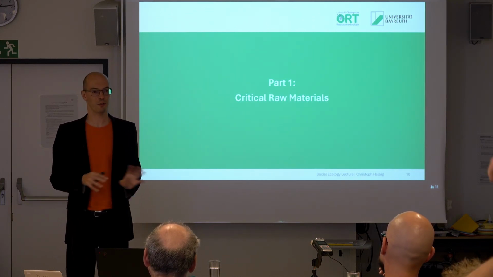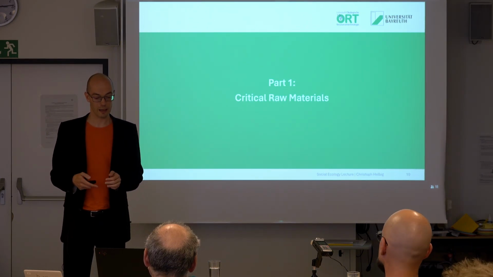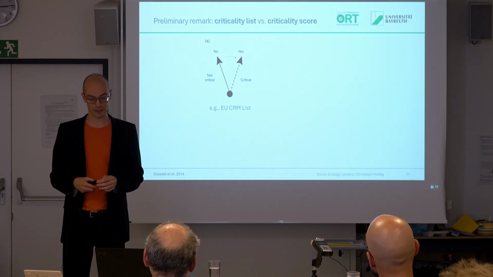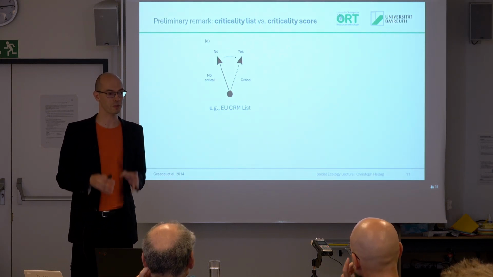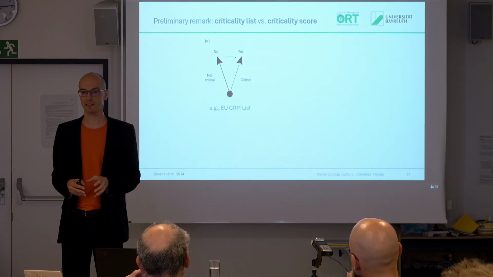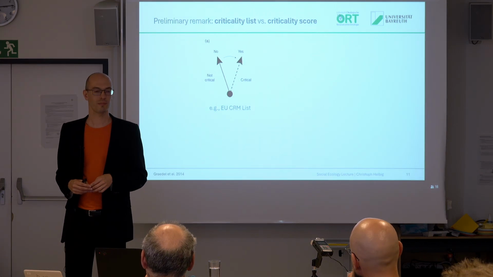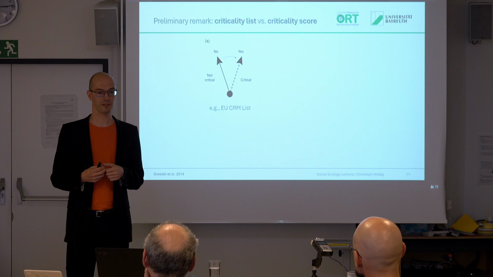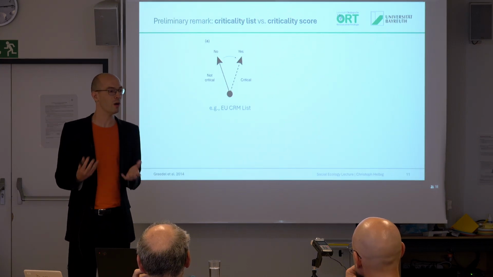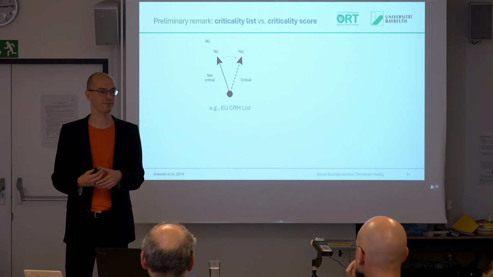And I'll talk about a few of them. I will mostly talk about the EU definition. But the very important thing is that some definitions work with critical raw materials lists. That means a material is either critical or it's not. Which is good if you want to do policy recommendations, laws or regulations, because then it's clear you're either on the list or you're not.